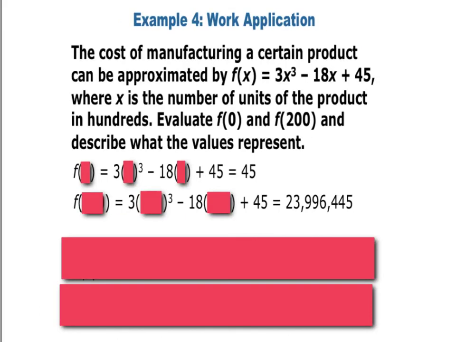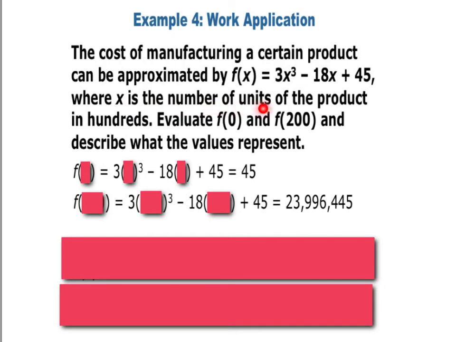Okay, for this example, this is an application type of problem, and what it says here, let's read it together. It says the cost of manufacturing a certain product can be approximated by this polynomial. Now, what type of polynomial is it? Well, is it in standard form? Yes, it's a third degree, and I have 3 terms, so it's called what? If you said a third degree trinomial, you are right.